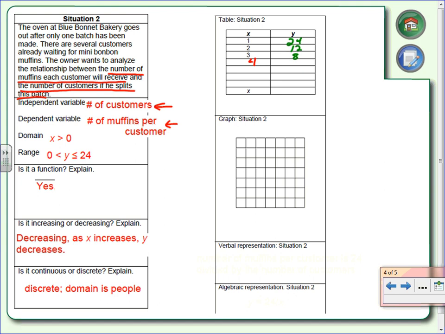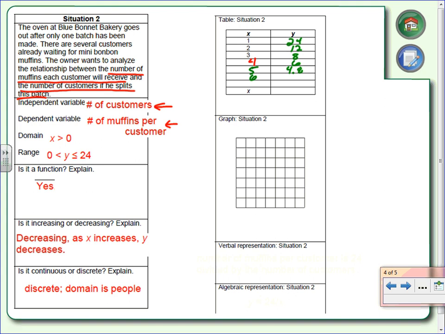What if there's 4? 6. 24 divided by 4 is 6. What about 5? 4.8. That's not really going to work, because you can't really get 0.8 muffins, can you? No. Let's go to the next one.